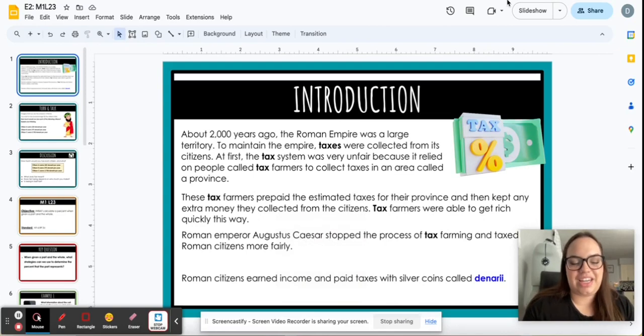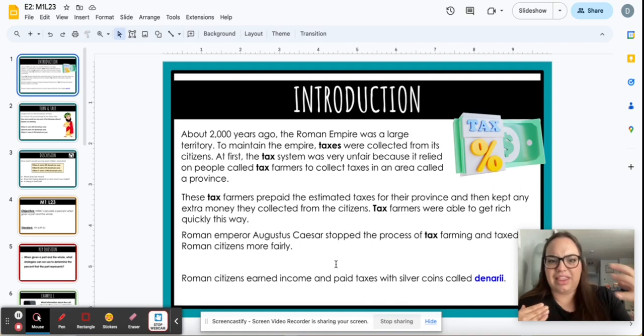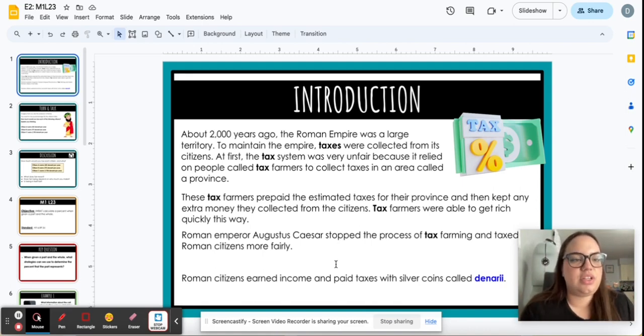Another opportunity that I saw here is at the very end where it says Roman citizens earned income and paid taxes with silver coins called denarii. And for all of my Spanish speaking students, which my classroom roughly has 85 to 90% of Spanish speakers, I thought this was a great connection to that Latin word and the Spanish word for money, which is dinero. So I wanted to mention that as well.